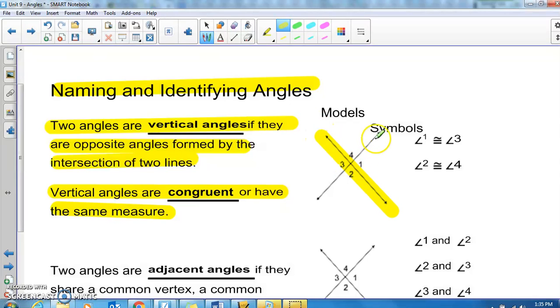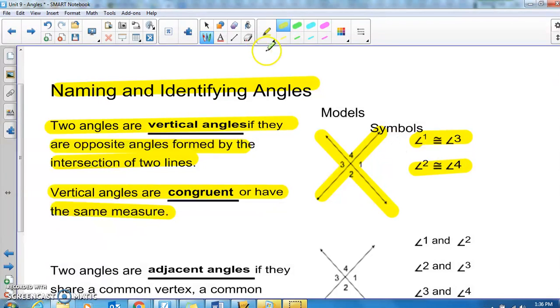We have these two lines that intersect. When these two lines intersect, four angles are formed. And you can see here they're labeled 1, 2, 3, and 4. When they intersect each other, angle 1 is across from angle 3. Angle 2 is across from angle 4. So that means those pairs are vertical angles. 1 and 3 are vertical, 2 and 4 are vertical. And since they're vertical, and since we said over here they're equal, angle 1 is equal to angle 3. Angle 2 is equal to angle 4. So those are vertical angles.